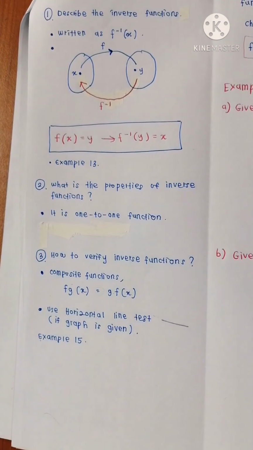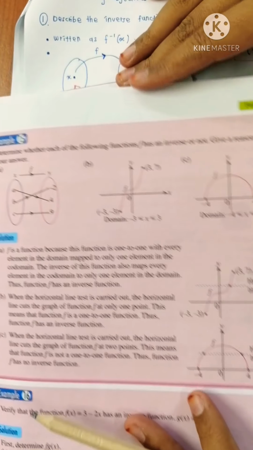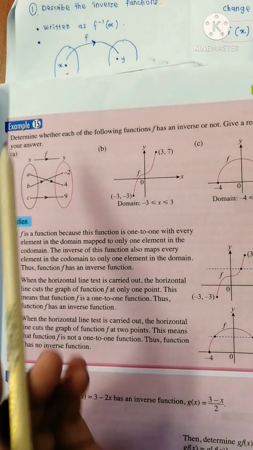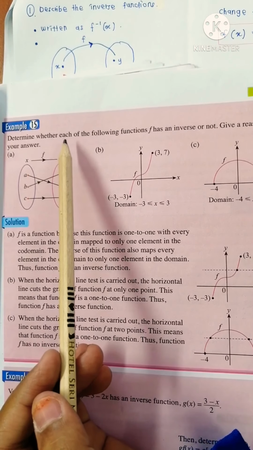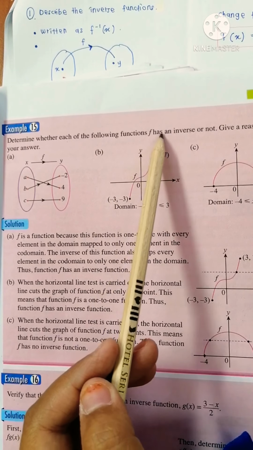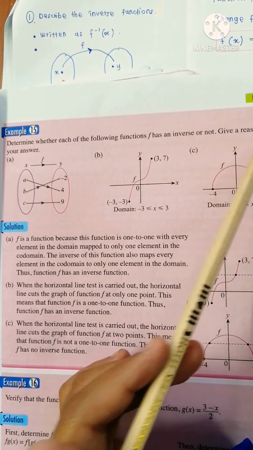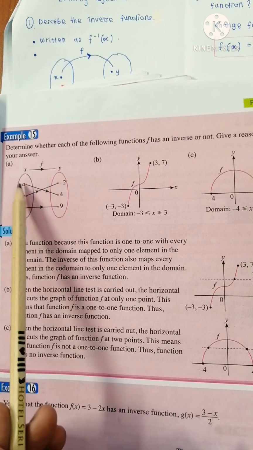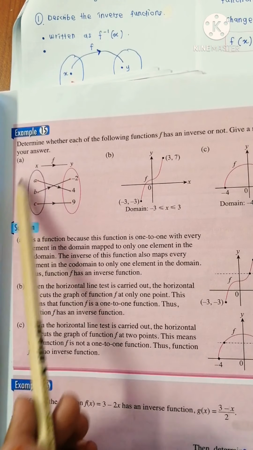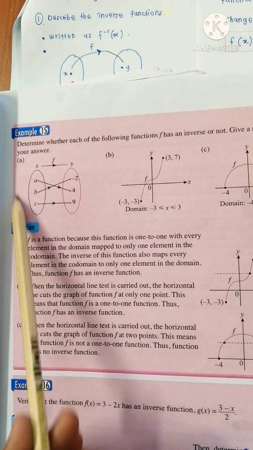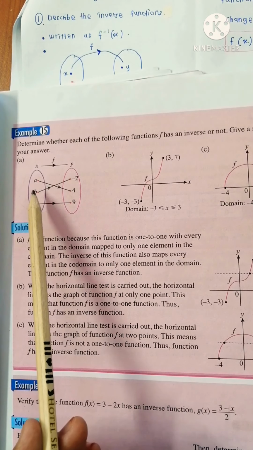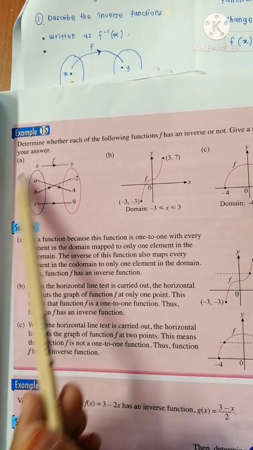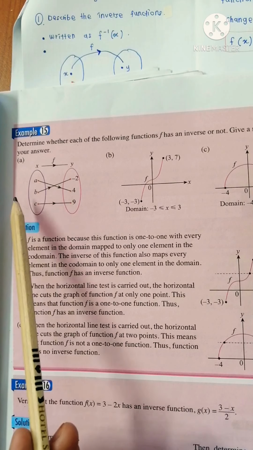Okay, now look at this one, example 15. The question asks you to determine whether each of the following functions f has an inverse or not. Give reason for your answer. Okay, this is the arrow diagram. From this one, you need to know that the property of the inverse function is one-to-one. So look at this arrow diagram. Is it a one-to-one function or not?